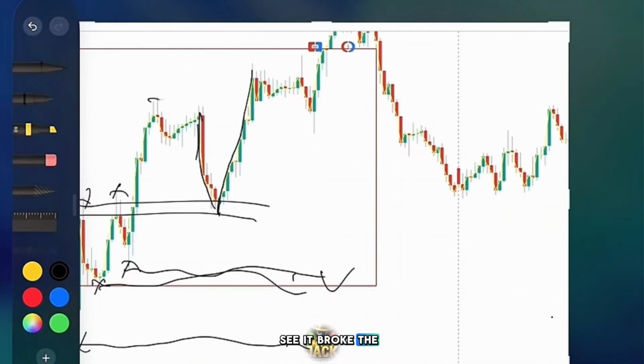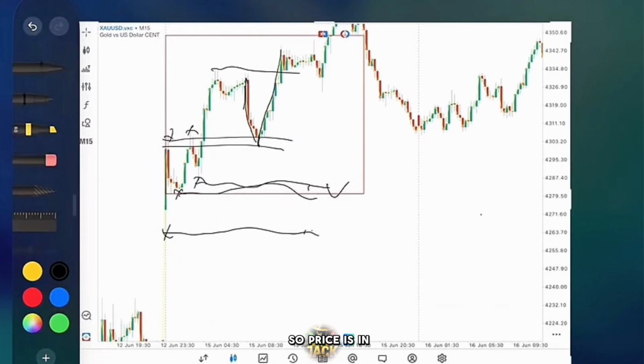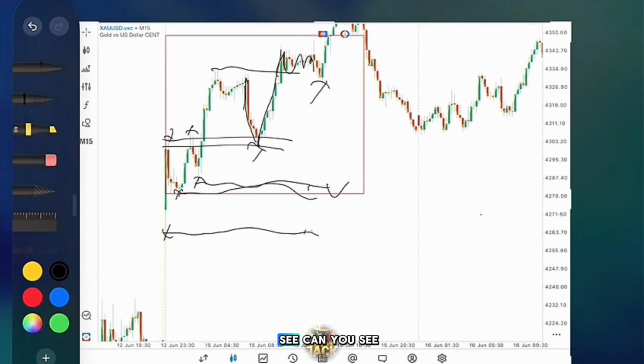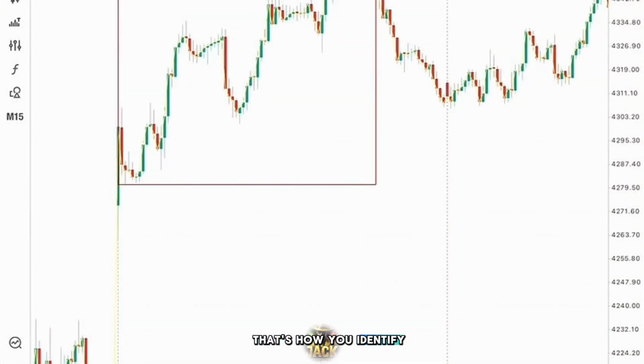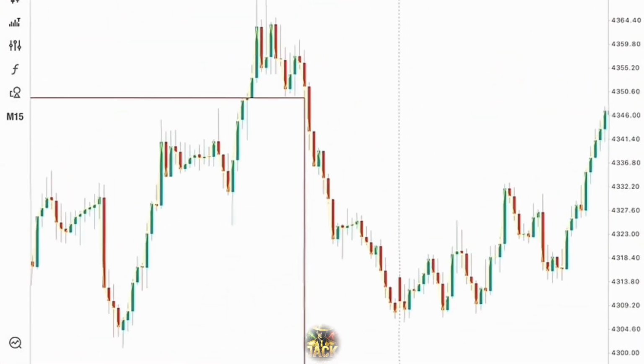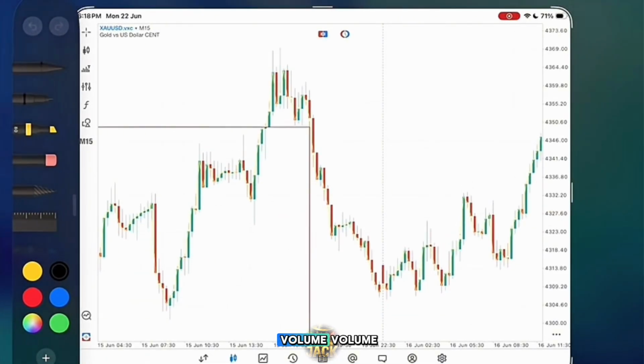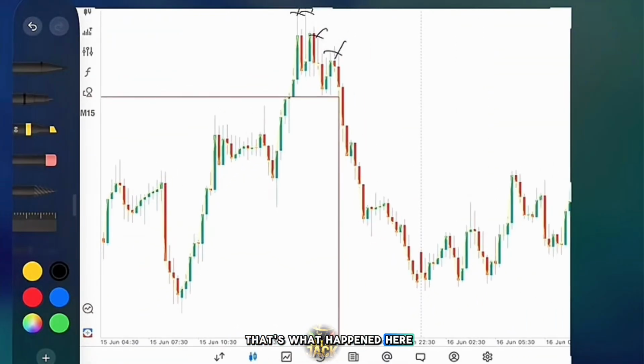It broke this sell volume. So price is in a bullish move. See? Can you see the line here? That's how you identify the trend. Now what happened here? Volume, sell volume. Yes, correct. That's what happened here as well.